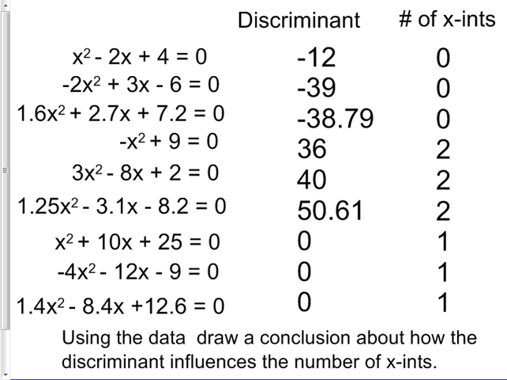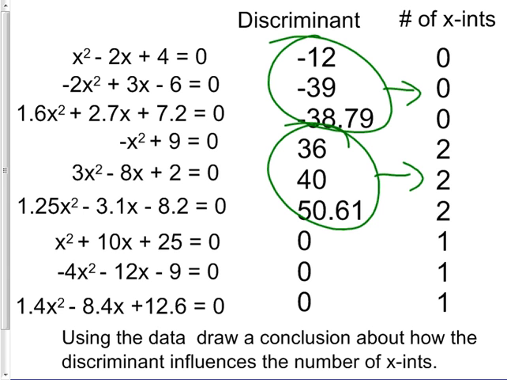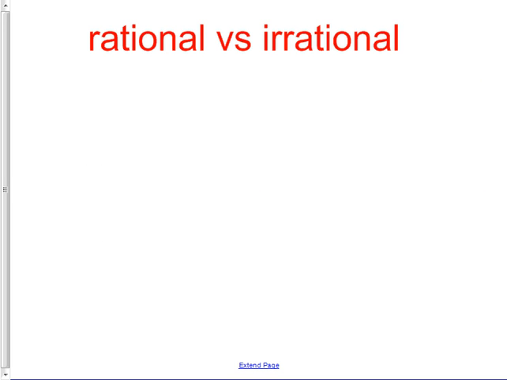It says, using the data, draw a conclusion about how the discriminant influences the number of x-intercepts. Okay, I think we already talked about this. If they come out negative, you get 0. If they come out positive, you get 2 answers. And if you come out 0 for a discriminant, this is the hardest one because people think 0 goes with 0, of course. But 0 discriminant leads to 1 answer. And even better than that, that 1 answer is the vertex. Okay, so I think we've summed that up pretty well.